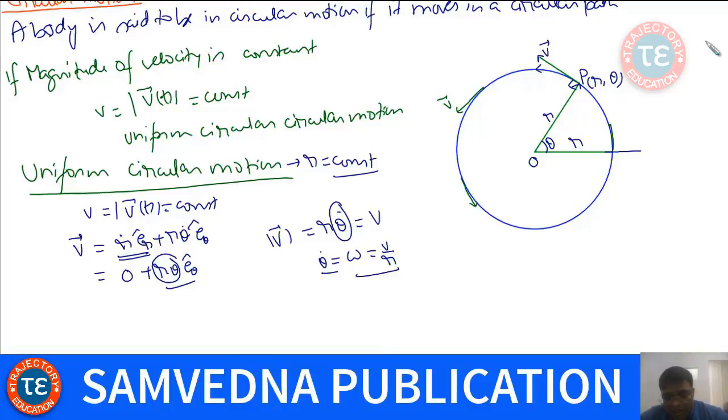Regarding the magnitude of velocity, magnitude can change, or it may not change. If the magnitude of velocity does not change, you call it uniform circular motion. Okay? Getting the point? Okay.